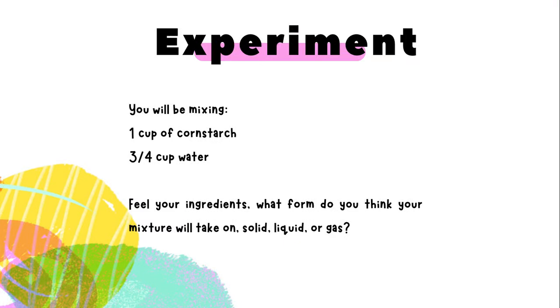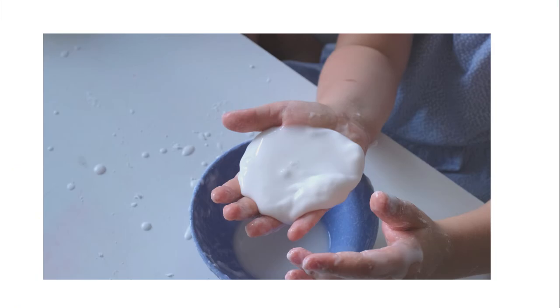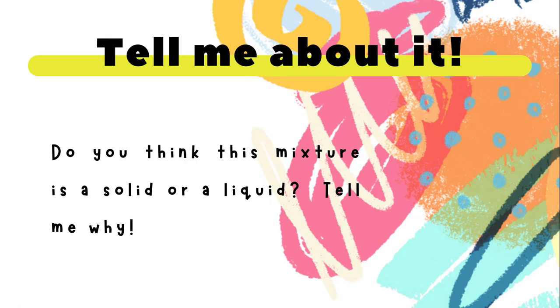It's often called oobleck. I would have them describe before we start, what do you think mixing these two things would do? It's just water and cornstarch. There's a picture of it. Then after we're done, I'd have them tell me about it or talk about it with their partner.